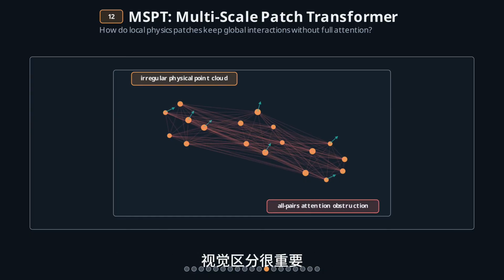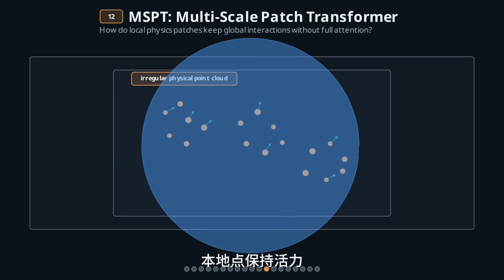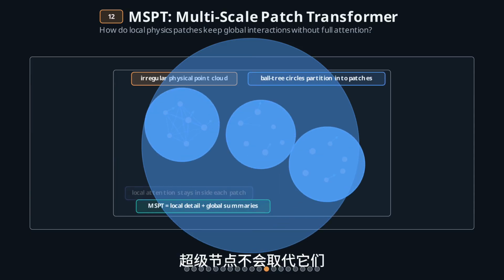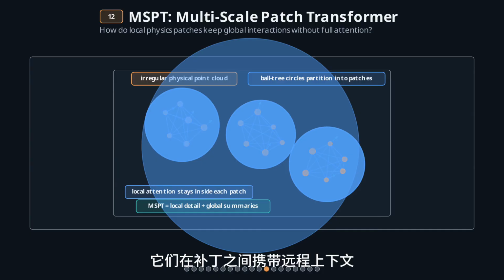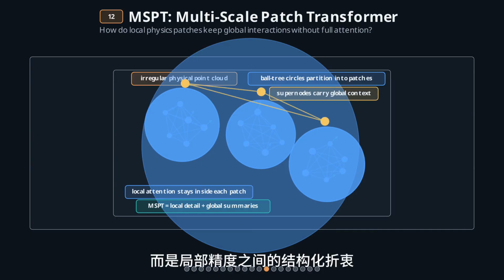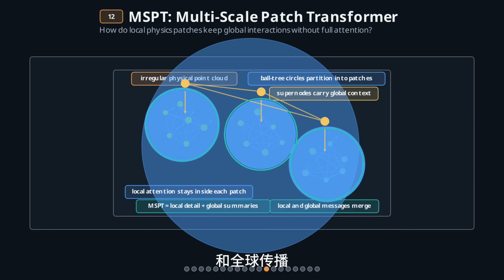The visual distinction is important. Local points stay alive because they carry fine physical detail. Supernodes do not replace them. They carry long-range context between patches. The result is not just fewer tokens, but a structured compromise between local precision and global communication.